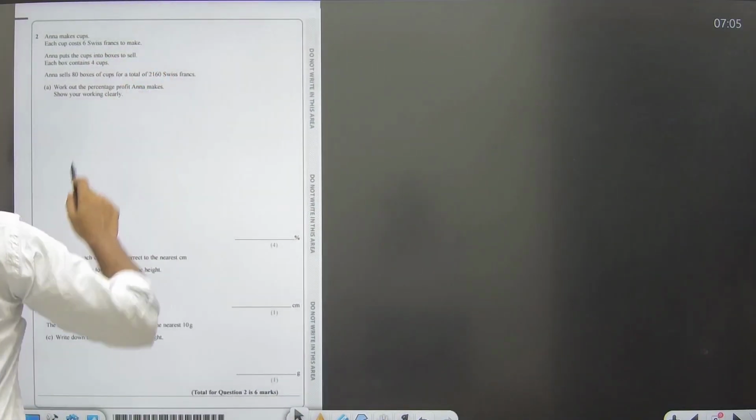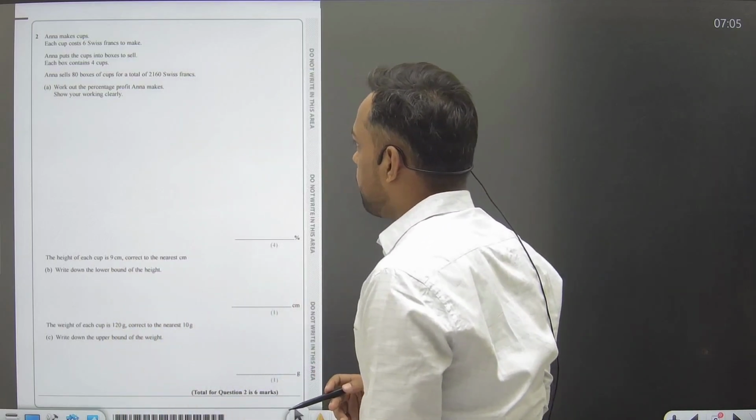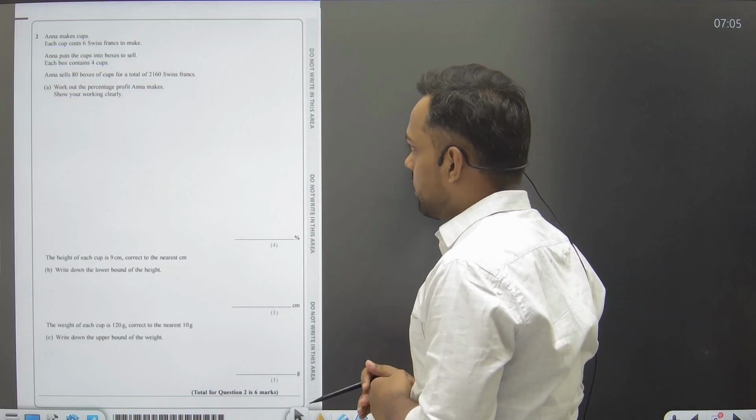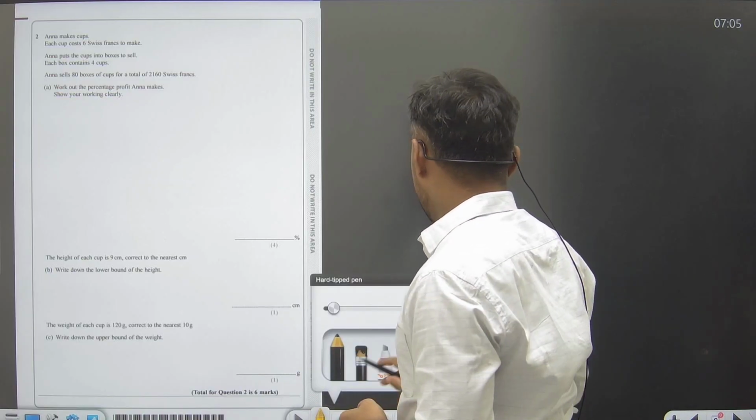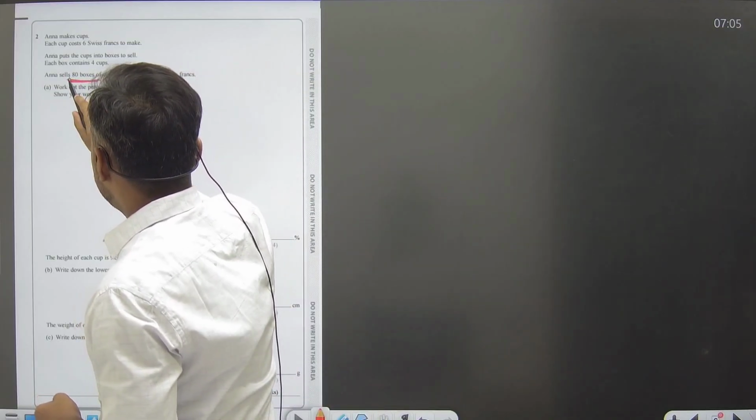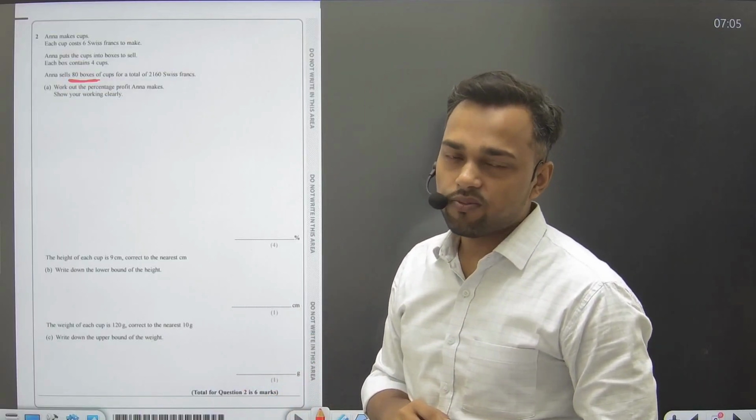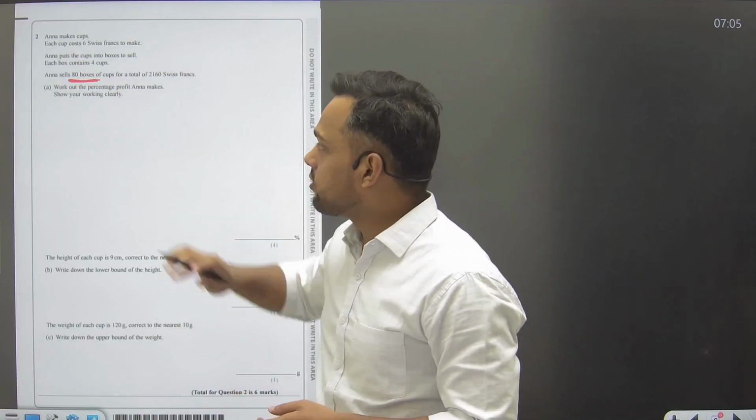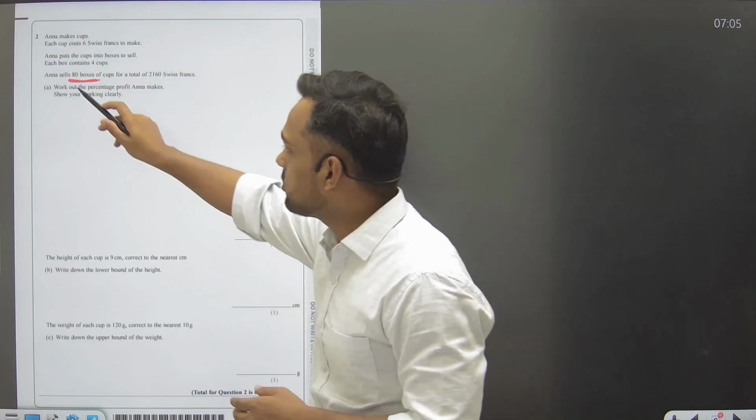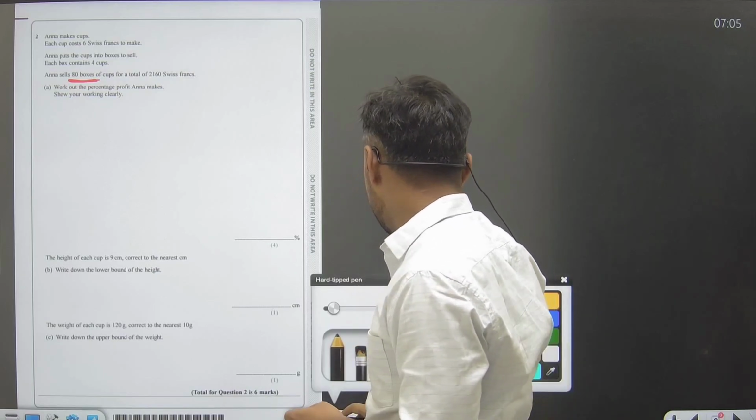Anna makes cups. Each cup costs 6 Swiss francs to make. Anna puts the cups into boxes to sell. Each box contains 4 cups. Anna sells 80 boxes of cups. Okay, now see, student, the data is given here, which means we need to calculate the cost price and selling price of 80 boxes, because Anna is selling 80 boxes. So now let's attempt this question as well.